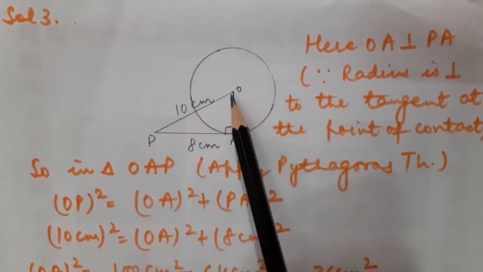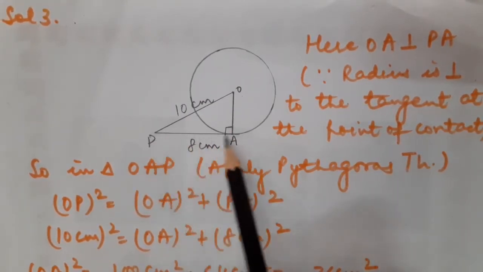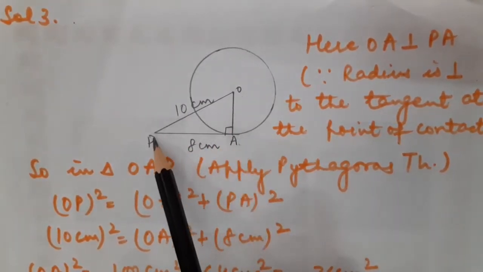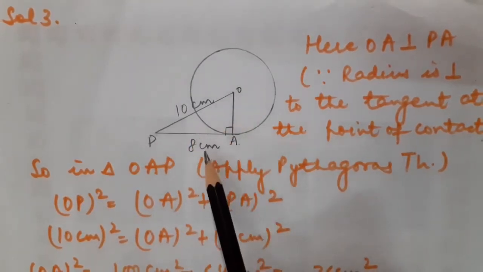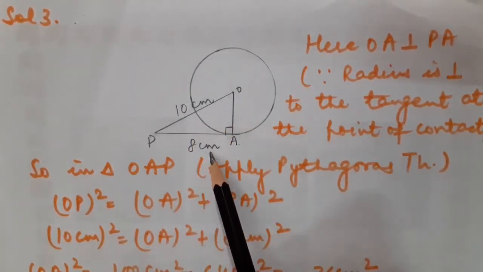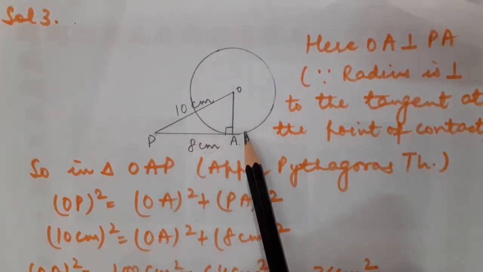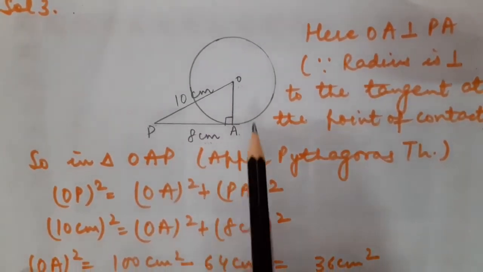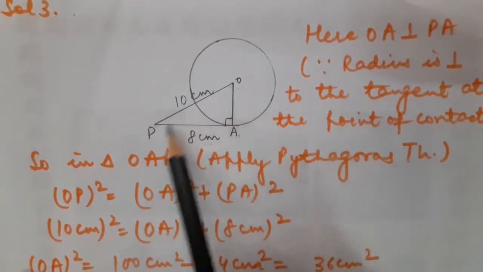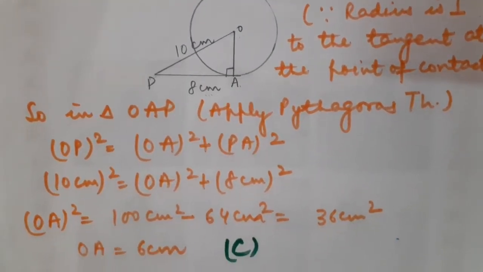There is a circle with center point O. PA is tangent and A is the point of contact. The length of the tangent drawn from a point that is at a distance of 10 centimeter from the center point is 8 centimeter, given. Fine. Children, you know that OA is perpendicular to PA. Reason: because radius is perpendicular to the tangent at the point of contact. So we can say that OAP will become a right angled triangle. Now let us apply Pythagoras theorem so that we can calculate OA.